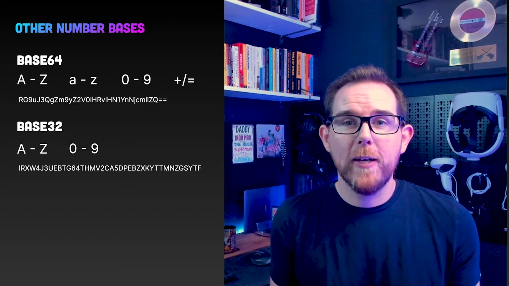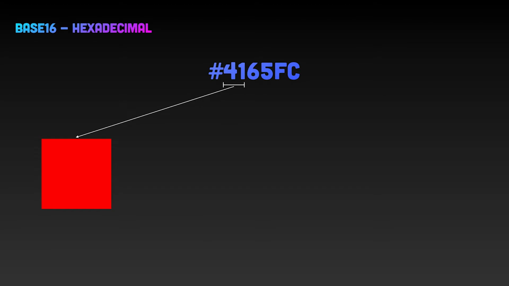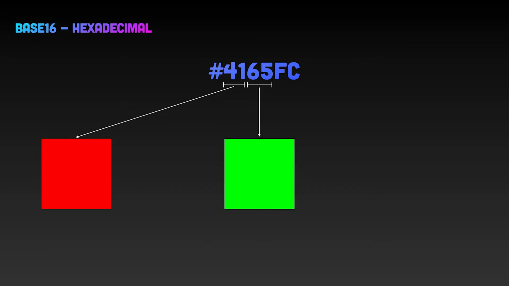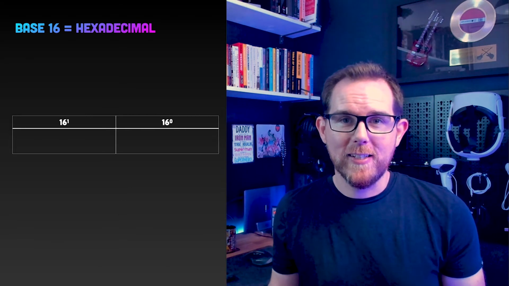And of course, we can't forget base 16, which uses numbers 0 to 9 and letters A to F. Base 16 is also known as hexadecimal, which is most commonly used for colours in CSS. Colours in hexadecimal are written as 3 sets of 2 characters. So the first 2 characters are for red, second for green, and the third for blue. If we look at these 2 characters as a number column in a base 16 number system, then the column on the right is going to be 16 to the power 0, and the column on the left is going to be 16 to the power 1.